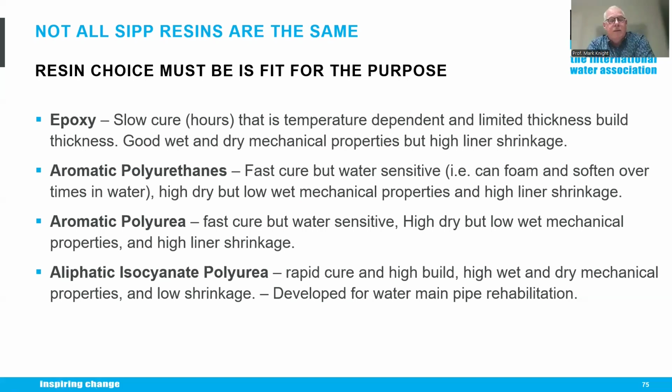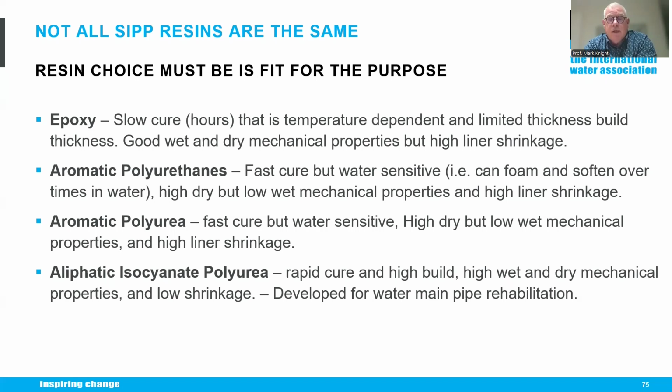There are different polymeric resins available. We've got epoxies. The issue with epoxies in spray-in-place linings is relatively slow cure, and they're temperature dependent. The main thing about all these products is cure, which is important. We also have mechanical properties that we need. Some products have very good dry mechanical properties, but when they're saturated in water over a period of time, they tend to soften. So we have to make sure that we have good wet mechanical properties, which is a critical point, especially for design of liners.